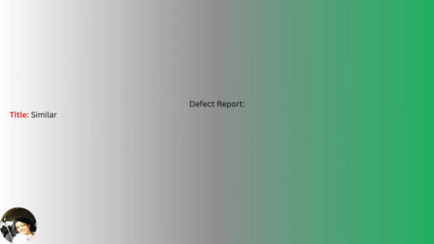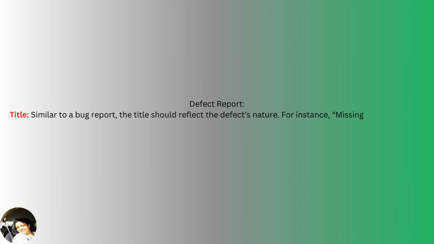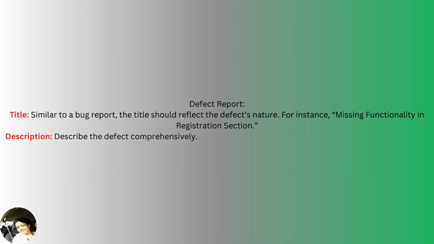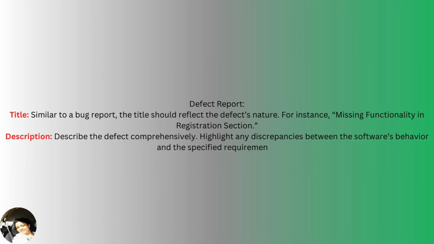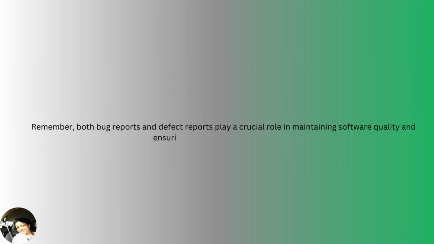Defect report. Title. Similar to a bug report, the title should reflect the defect's nature. For instance, missing functionality in registration section. Description. Describe the defect comprehensively. Highlight any discrepancies between the software's behavior and the specified requirements. Remember, both bug reports and defect reports play a crucial role in maintaining software quality and ensuring a seamless user experience.